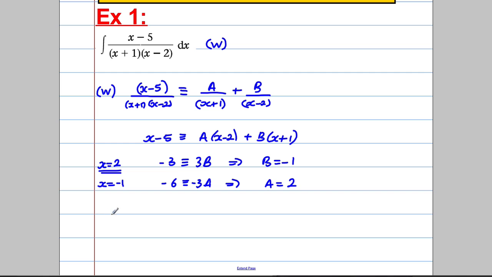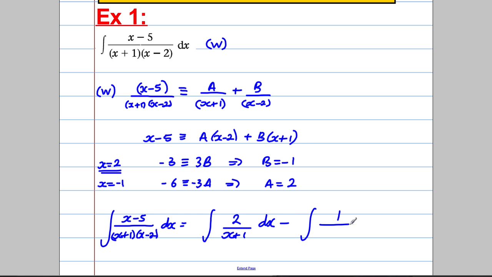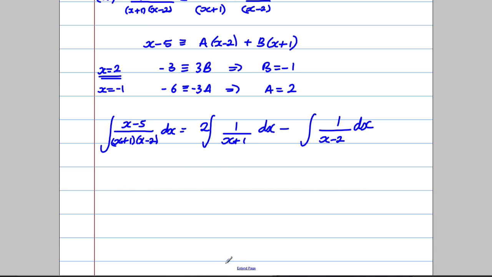So instead of trying to work out the integral of x subtract 5 over x add 1, x take away 2 with respect to x, I could say this is actually the same as a over x add 1, so the integral of 2 over x add 1 with respect to x, and then take away the integral of 1 over x take away 2 with respect to x. And in one move, I hope you don't mind, I could take that factor of 2 out like that and write it like that. Now these are things I can integrate.